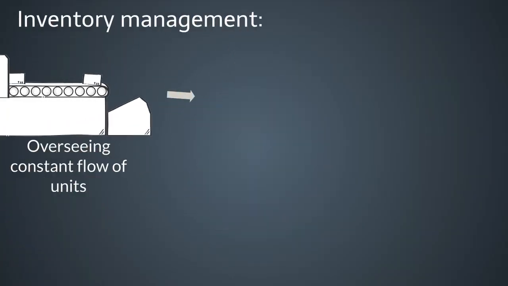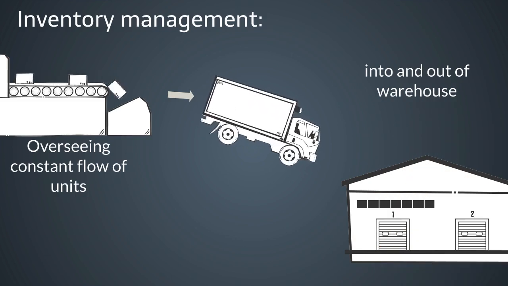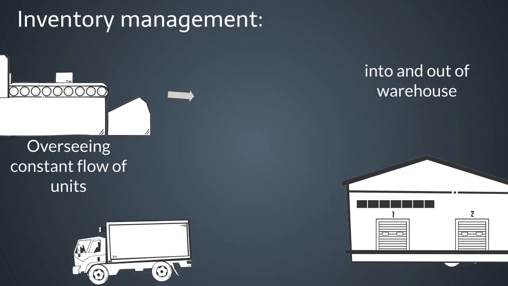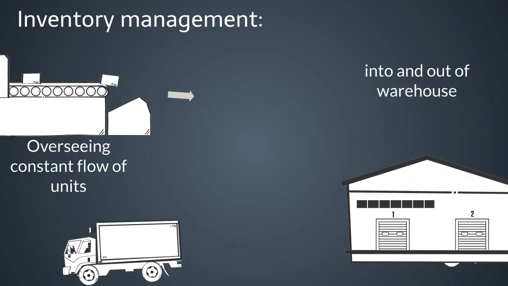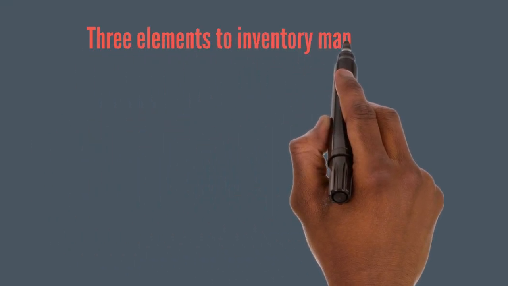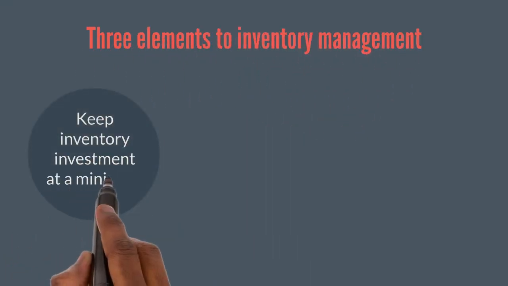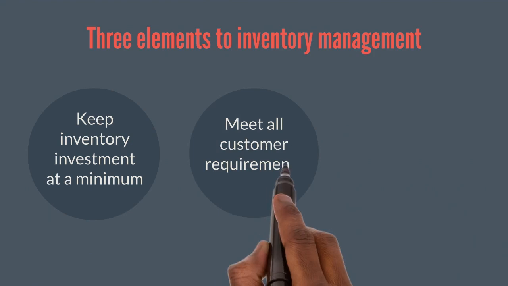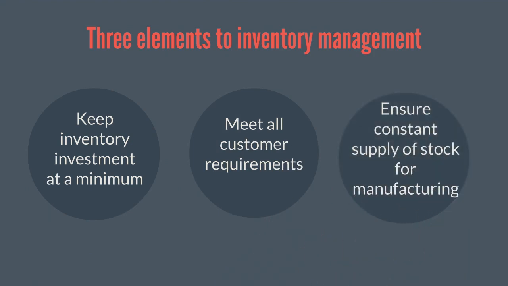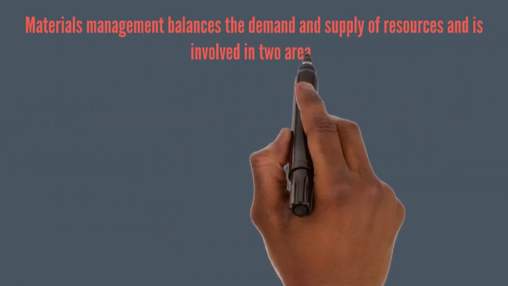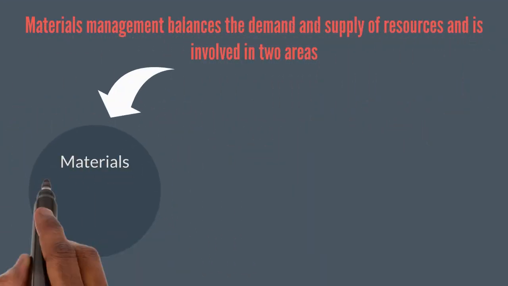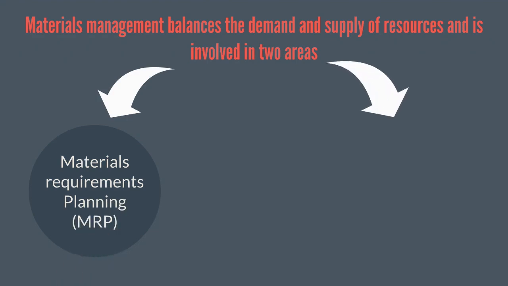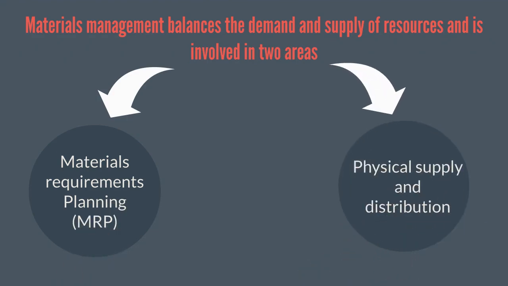Inventory management is the process of efficiently overseeing the constant flow of units into and out of the warehouse facilities. The three elements to inventory management are: keep inventory investment at a minimum, meet all customer requirements, ensure a constant supply of the right stock for manufacturing. Materials management balances the demand and supply of resources and is involved in two areas: material requirements planning, or MRP, and physical supply and distribution.